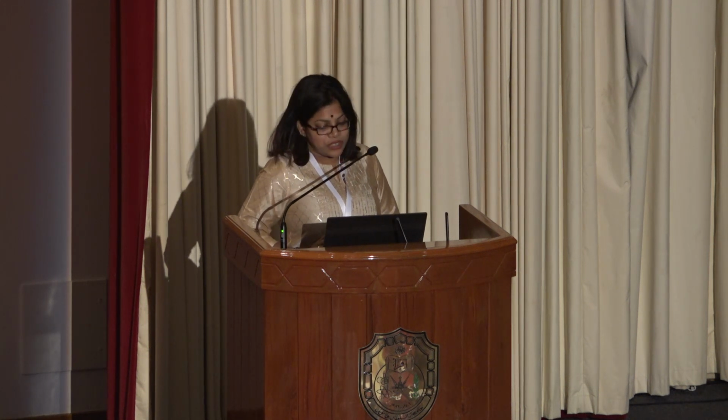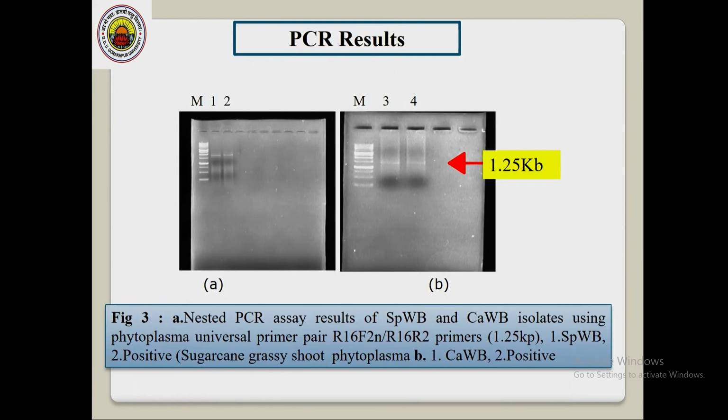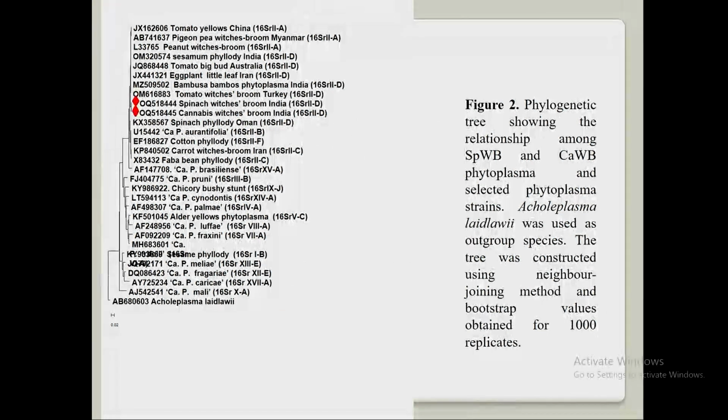This is the symptom that we observed during collection of the sample, spinach witch's broom, and in the same field, cannabis witch's broom was also observed, and both samples were collected for further analysis. This is the PCR result. We got the positive result of phytoplasma.